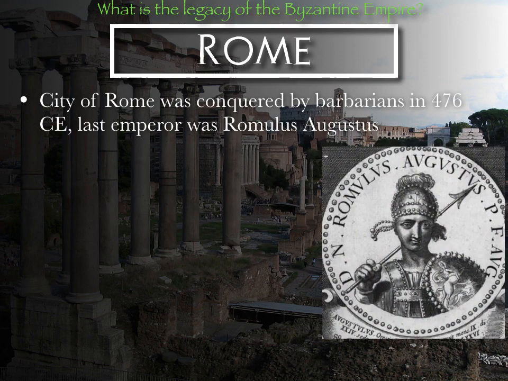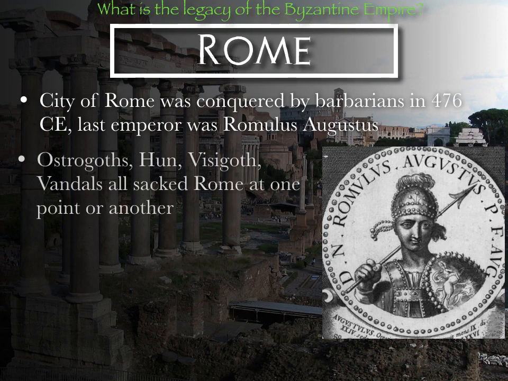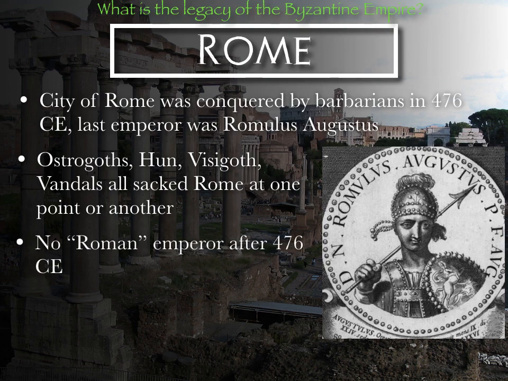So the city of Rome was conquered by barbarians in 476 CE. The last emperor was this good-looking cat here, Romulus Augustus. The problem with the Roman Empire was that it was constantly sacked at one point or another. The Ostrogoths, the Huns, the Visigoths, the Vandals, all will sack Rome at one point or another. And because of this, we're going to have no true Roman emperor after 476 CE.